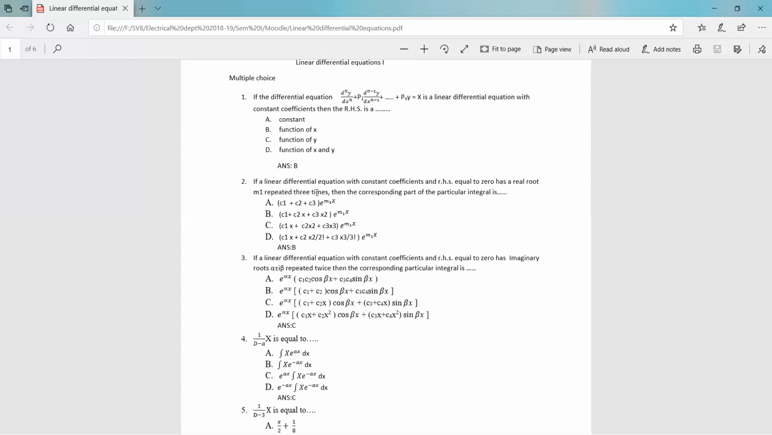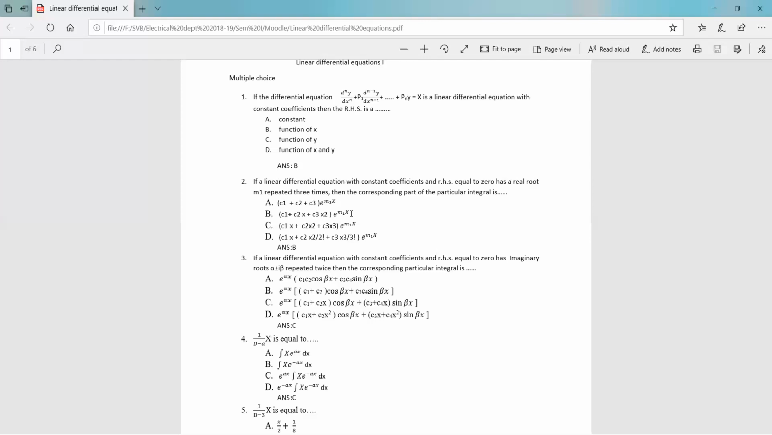Here that real root is repeated 3 times. So the corresponding part is, you may say, the complementary function: c1 plus c2 x plus c3 x squared into e raised to m1 x. Suppose here the root m1 were repeated 4 times. At that time we would have to write the corresponding part.